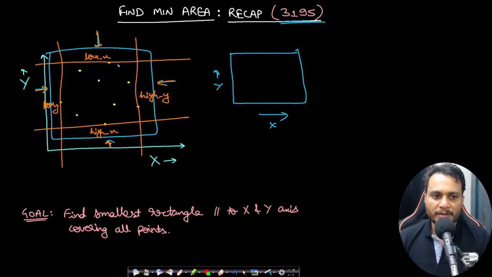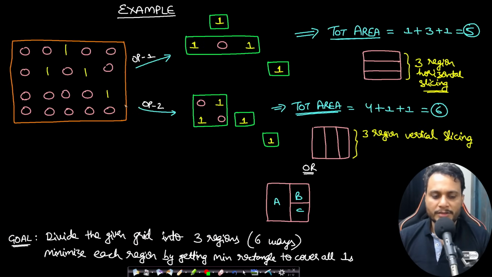So this will be the smallest size rectangle which will actually be containing all the dots. You can say all the binary ones, right? So our goal was to find the smallest rectangle, and the sides must be parallel to the x and y axis, covering all the points, and this is how we will be finding it. Now let's look at an example on applying that idea.